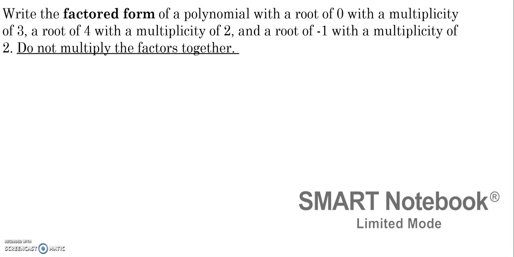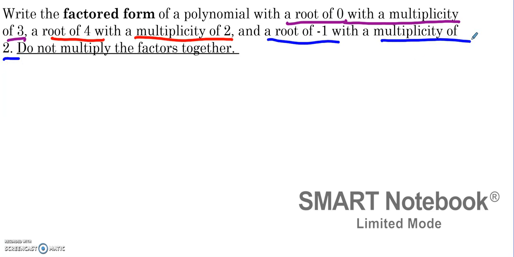Write the factor form of a polynomial with a root of 0 with a multiplicity of 3, a root of 4 with a multiplicity of 2, and a root of negative 1 with a multiplicity of 2. We are not multiplying this out. What does this look like? Great question. I'm going to keep stalling just in case you wanted to try this on your own. You could pause the video, but I'm going to go ahead and do this now.